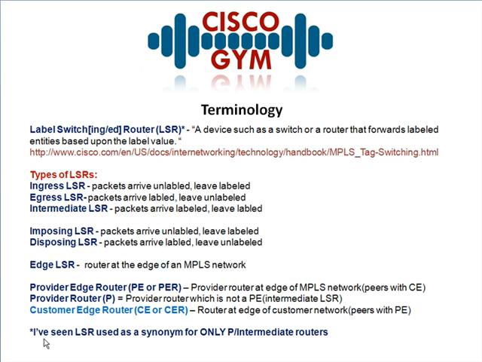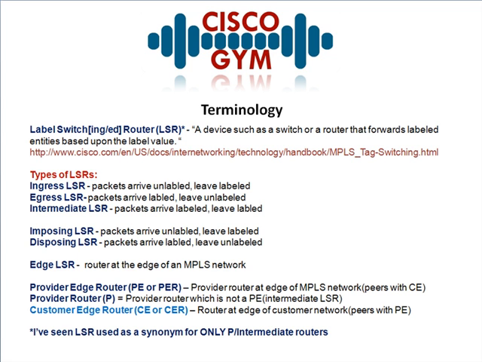Now back to this asterisk, and it says here I've seen LSR used as a synonym only, I'm sorry, for only P/intermediate routers. Let's quickly jump back to this. So your provider router is, I even got it in here as an intermediate LSR. Your provider router is going to be an intermediate LSR. These two words are synonyms. So back to this, I've seen LSR used as a synonym for only the P/intermediate/core routers, and I've seen that in some documentation.